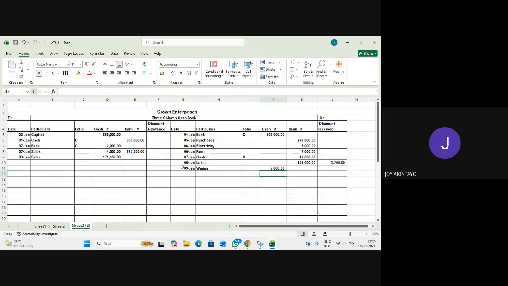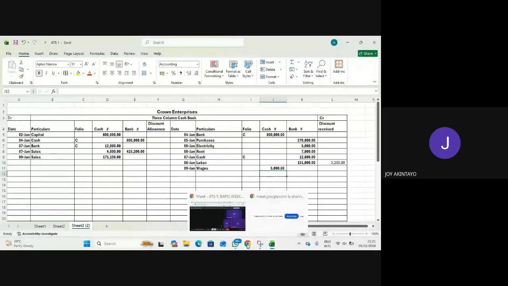Next thing. Next transaction. Paid into bank the sales made on 9th January.